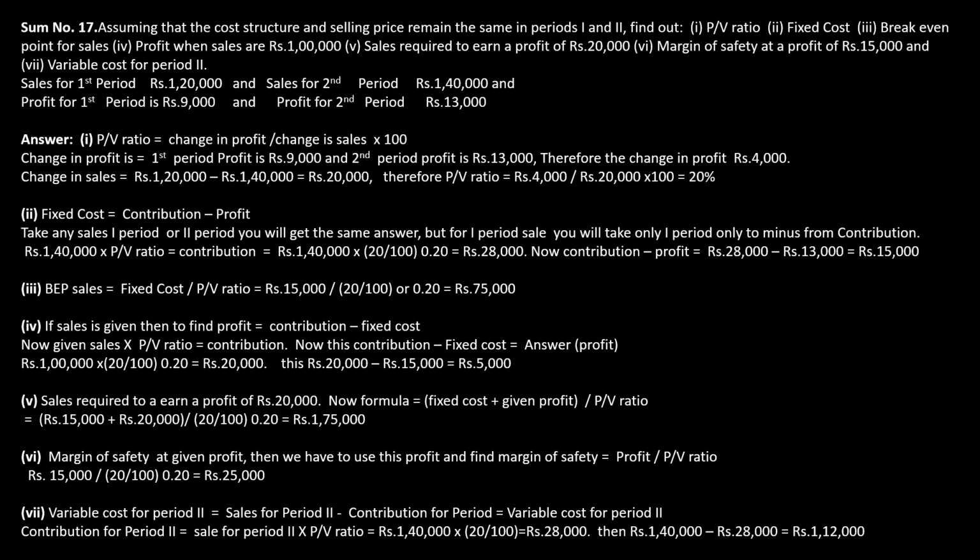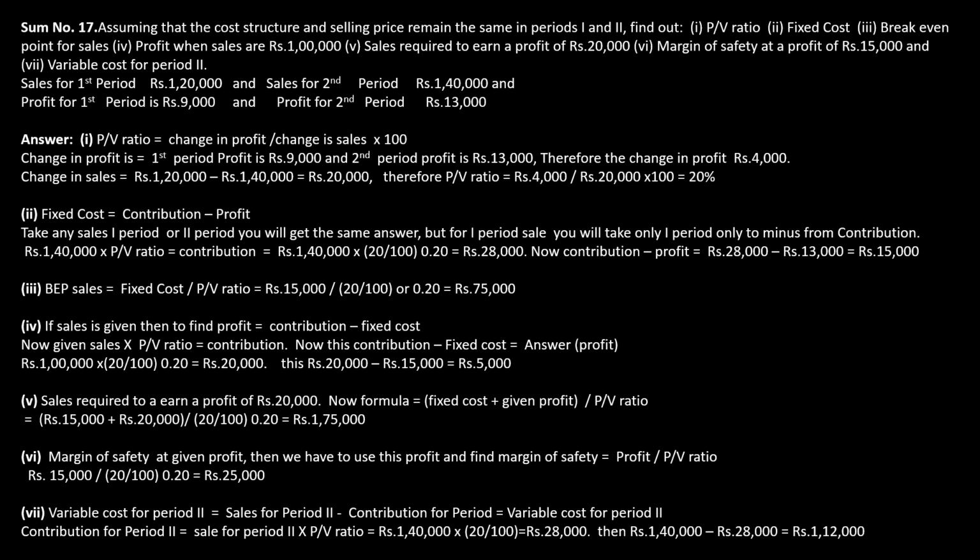So many questions are there in the same sum, and the data given here for the sum is: first period profit is 9,000, second period profit is 13,000, and sales for the first period is 1,20,000 rupees, and sales for the second period is 1,40,000 rupees. Okay, this is all about the sum.